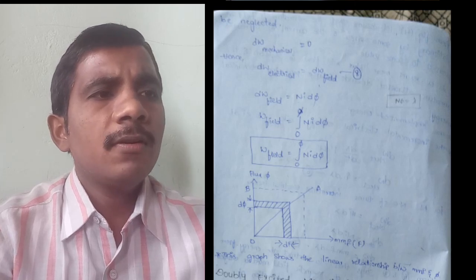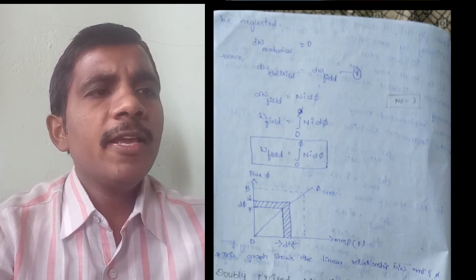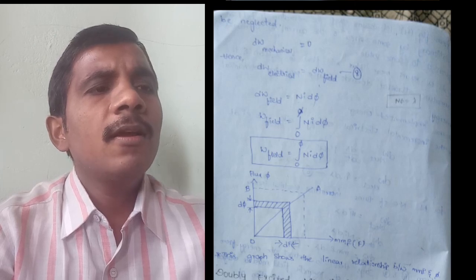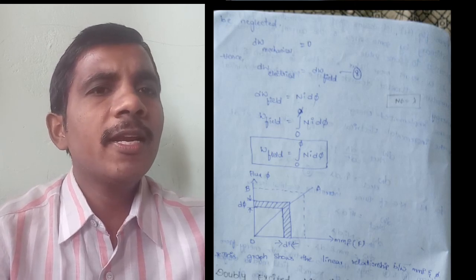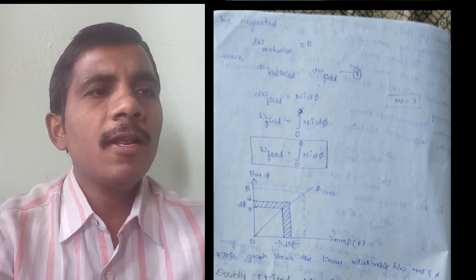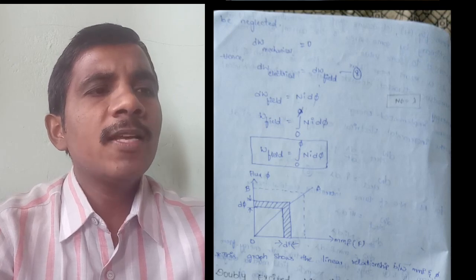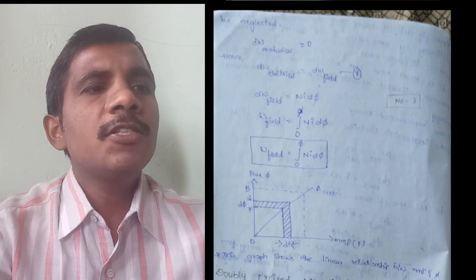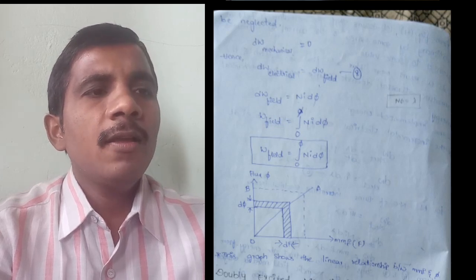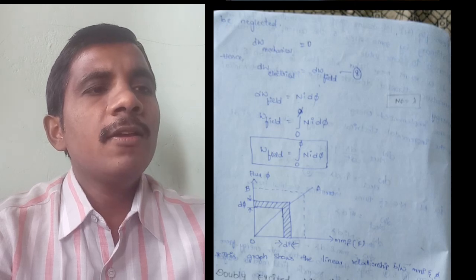Assume one equation: dW field equals Ni d phi. W field equals the integral of the incremental energy in the field; if you integrate the differential incremental energy over the flux, W field equals the integral from 0 to phi of Ni d phi.